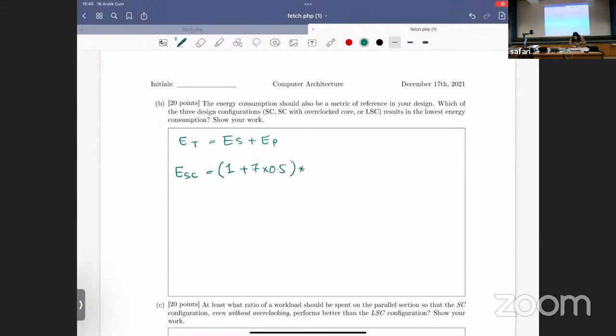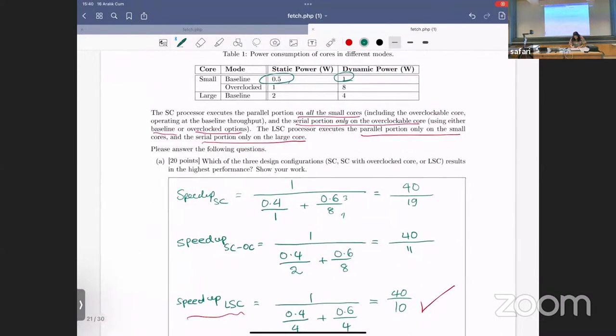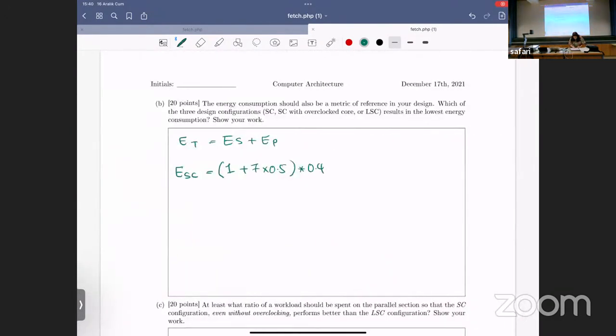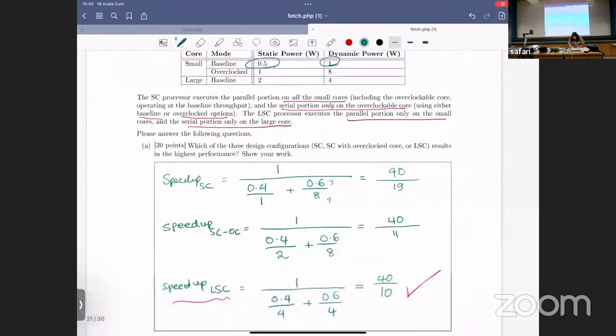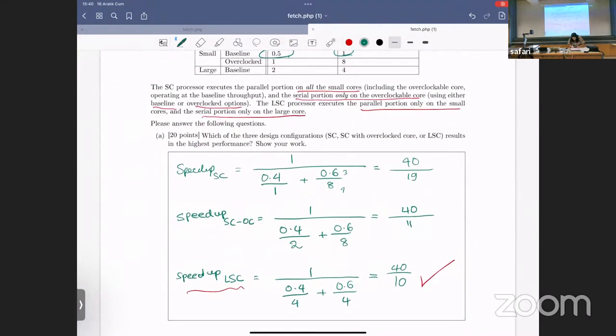So how much of the time was spent on the serial part? 0.4. I do this one a little bit in more detail than the other ones, which would be a lot more clear, right? When we do the parallel part, all the cores are active, so all eight of them are going to use 1. And how much time was spent on this part? It was, let's say, 3 multiplied by 40, divided by 40, right? Basically this number.